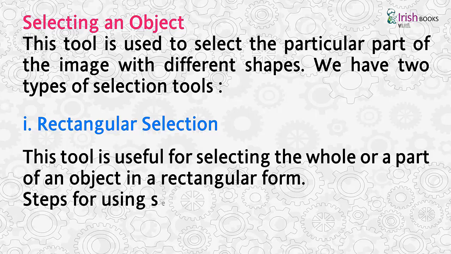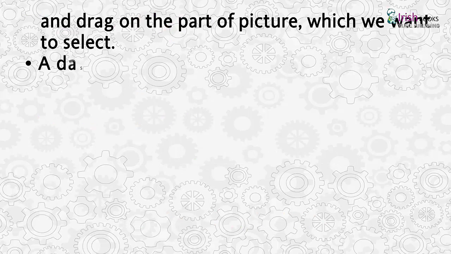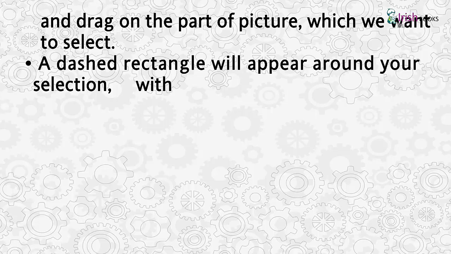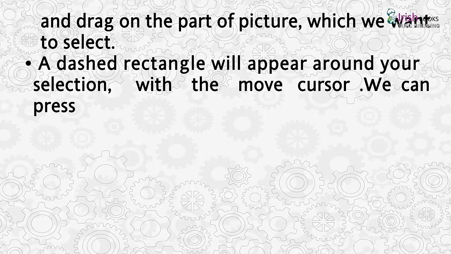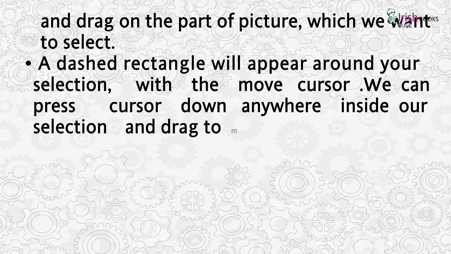Steps for using the Select tool. Choose the rectangular selection tool. Click and drag on the part of the picture which we want to select. A dashed rectangle will appear around your selection. With the Move cursor, we can press this cursor down anywhere inside our selection and drag to move it.